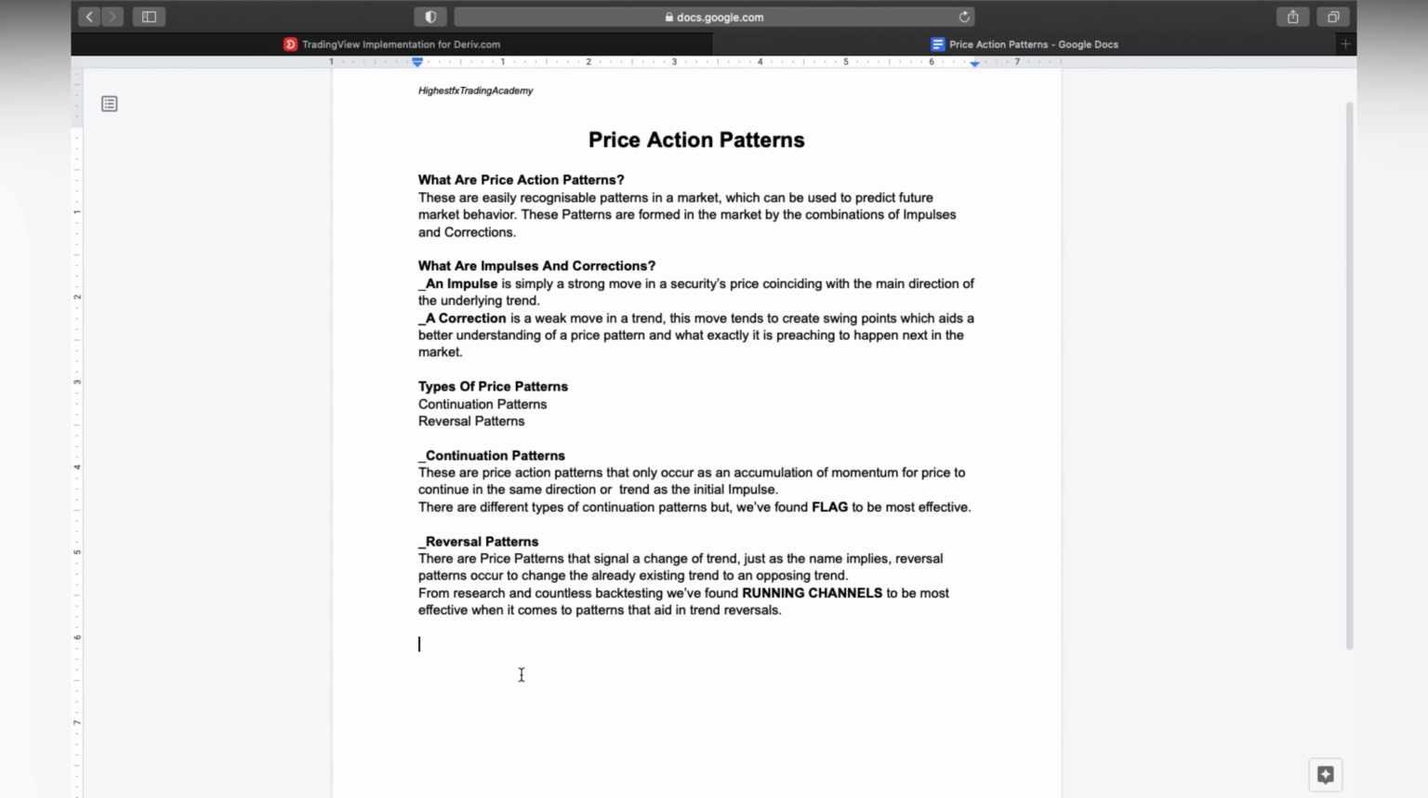It says reversal patterns. These are price patterns that signal a change of trend, just as the name implies, reversals, right? And I said, from research and countless backtesting, we have found running channels to be the most effective when it comes to patterns that aid in changing trend.